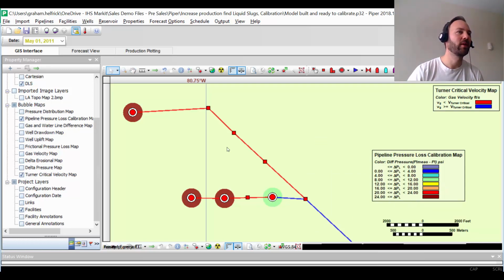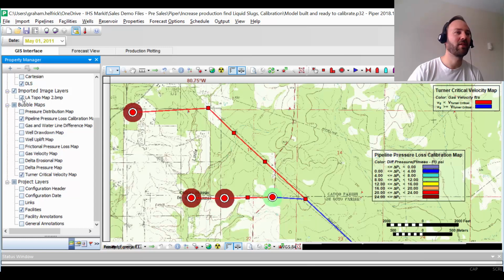And that's exactly what we did. We saw that this is where the calibration is wrong. We saw that red pipes indicate the potential for liquid slugs, and combining this with the topographical map, we can assign our field engineers to go take some measurements.